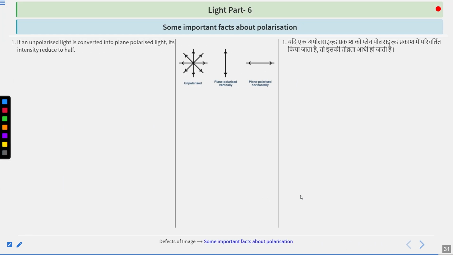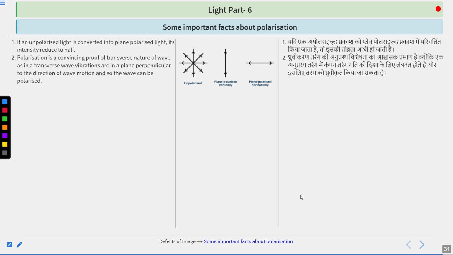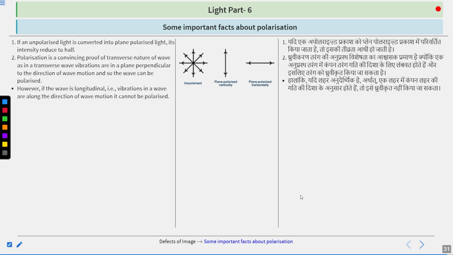Some important facts about polarization. If unpolarized light is converted into plane polarized light, its intensity is reduced to half. Polarization is a convincing proof of the transverse nature of waves, as in transverse waves vibrations are in a plane perpendicular to the direction of wave motion, and so the wave could be polarized. However, if the wave is longitudinal, the vibrations are along the direction of wave motion, so it couldn't be polarized. This is why light could be polarized while sound couldn't be.